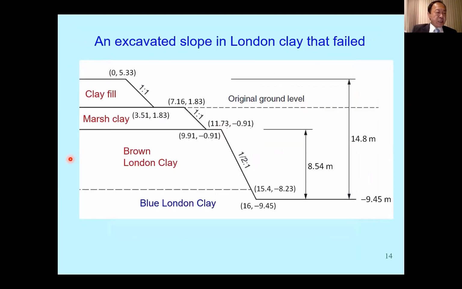We next look at, I'm looking at my watch, trying to finish in time. Okay, you have an excavated slope in London clay that failed. It is a stiff fissured clay, 14.8 meters, and the slope failed about 5 days after excavation. What did the deterministic analysis show? A very high factor of safety, about 1.8.